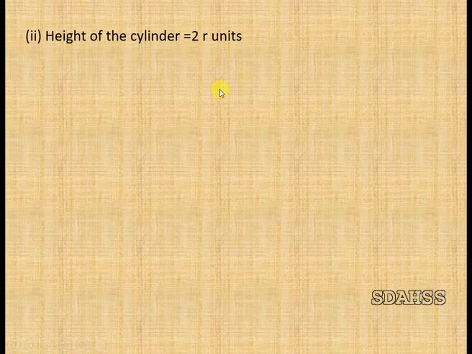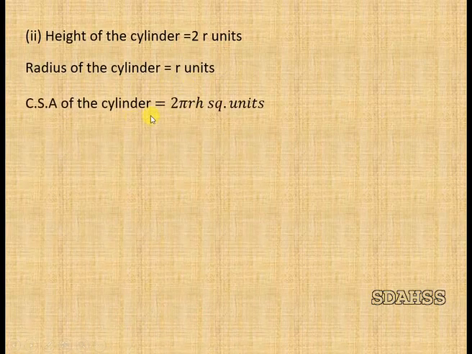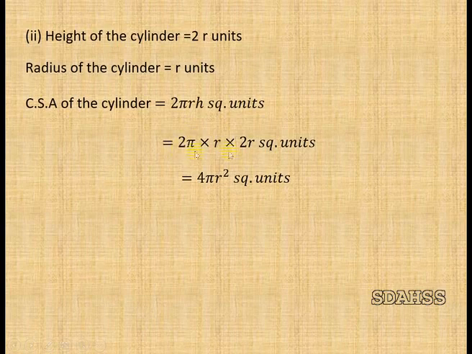Height of the cylinder is 2r units, then the radius of the cylinder is r units. CSA of the cylinder is equal to 2 pi r h. CSA of a cylinder, its formula is 2 pi r h. Substitute the values. 2 pi, in the place of r you have to substitute r, into in the place of h you have to substitute 2r, which is equal to, if you multiply you will get 2 into 2, 4 pi r into r, 4 pi r square units. CSA of the cylinder is 4 pi r square units.